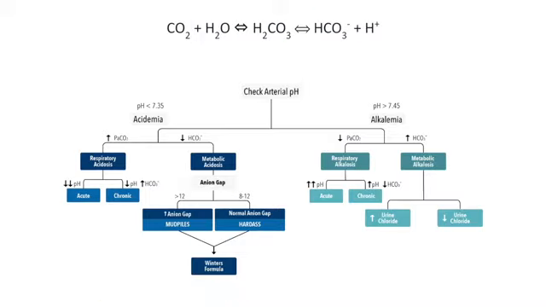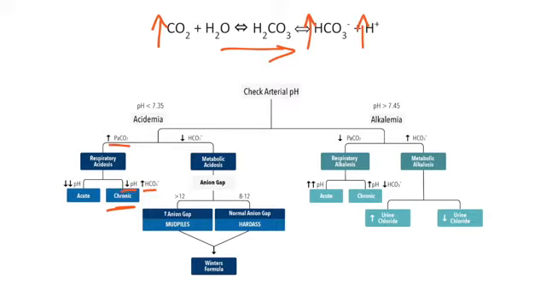If we refer to the flowchart, we can see that a chronic respiratory acidosis would result in a right shift, and we'd expect a low pH, a high PCO2, and a high bicarbonate.